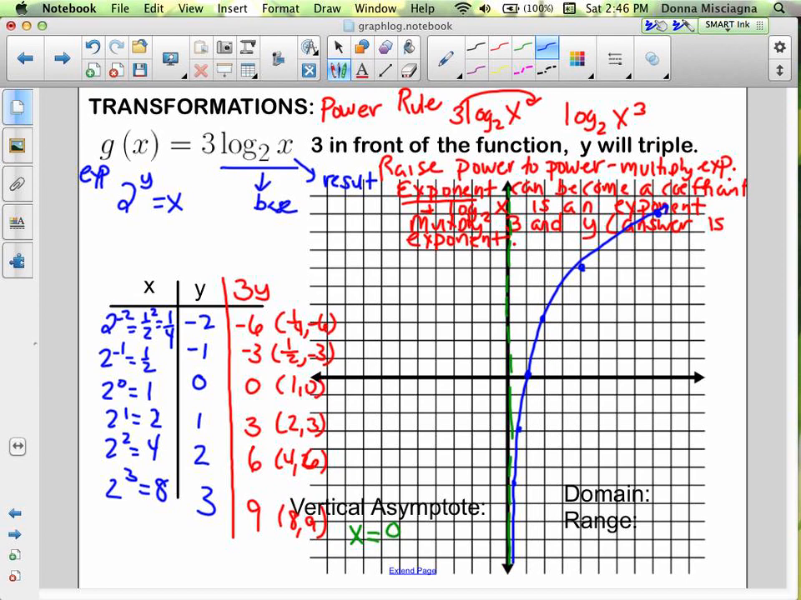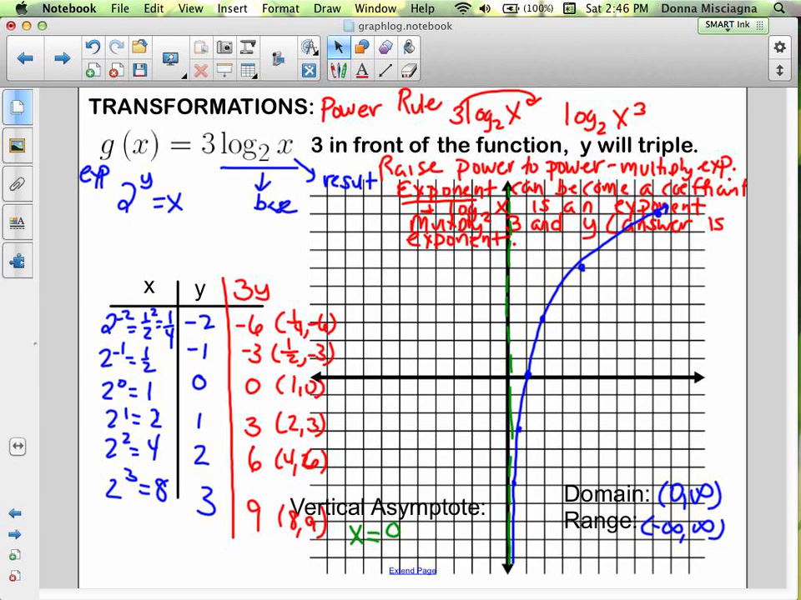Right? And so here you can see the function is growing much faster because we're not doing anything to the x, but we're tripling the y's. Domain unchanged at 0 to infinity. And range is always -infinity to infinity for log functions. And there's one down. Right?